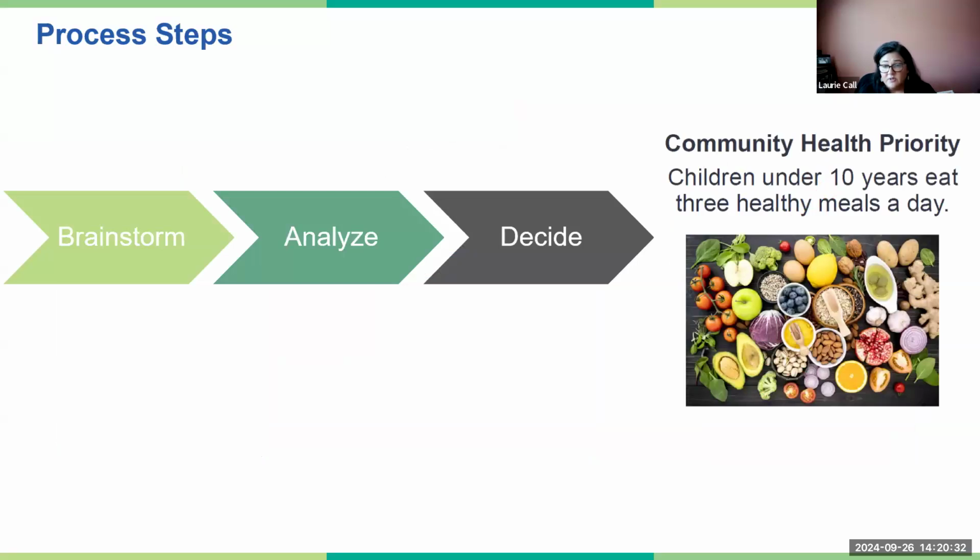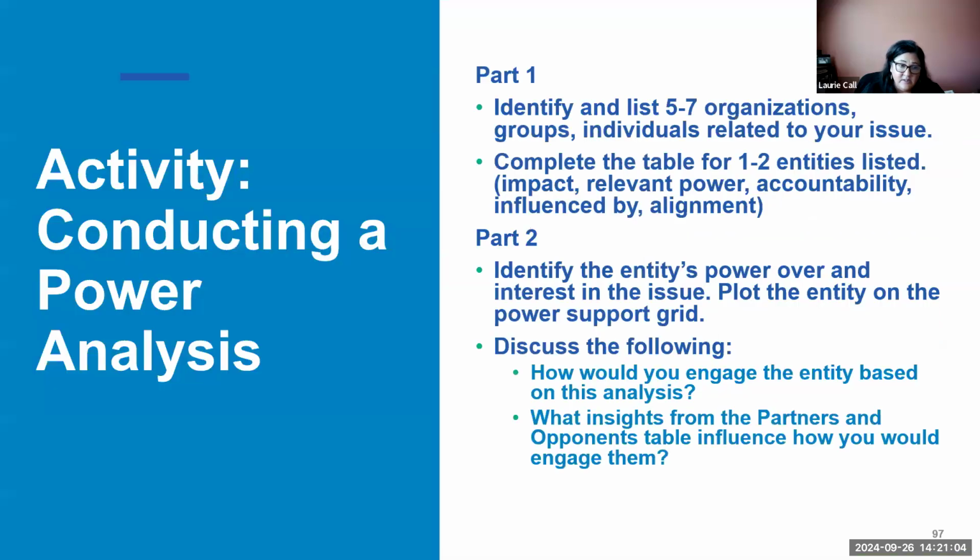So those process steps are: we're going to brainstorm and identify a list of potential people, we're going to analyze them, and then we're going to decide. For this quick exercise that we're going to do as a large group instead of in breakouts, say the community health profile was related to chronic disease and the goal was that children under 10 years old eat 3 healthy meals a day. That's the goal that you have decided and what we're going to be using.